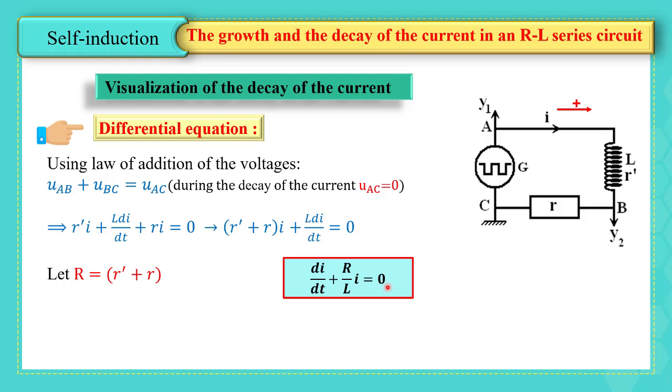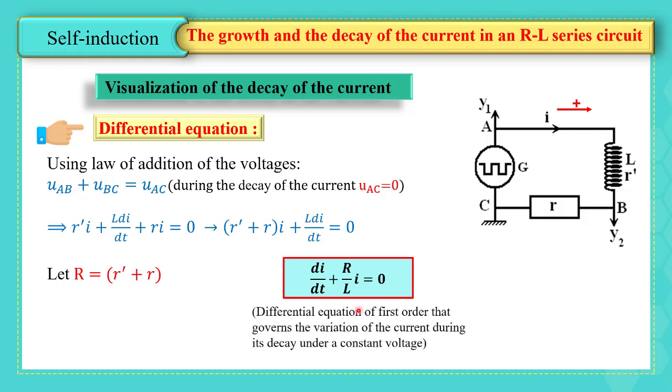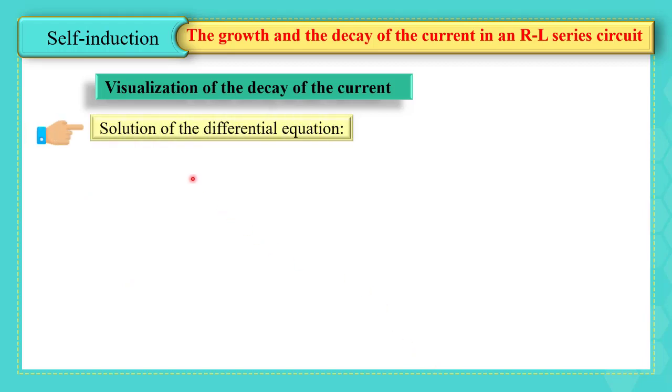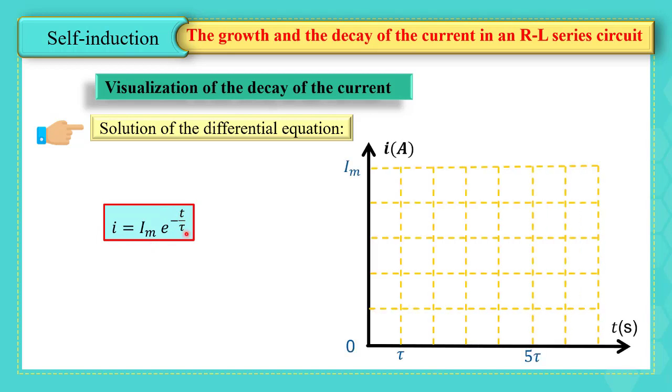And this is a differential equation of first order that governs the variation of the current during its decay under a constant voltage. Now the solution of this differential equation has the form i equals I maximum e to the power minus t over tau, where tau in this case is the time constant needed for the current to decay to 37% of its maximum value I maximum, and tau also equals L over R.